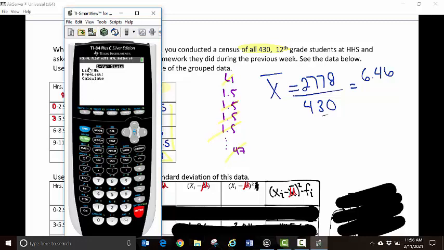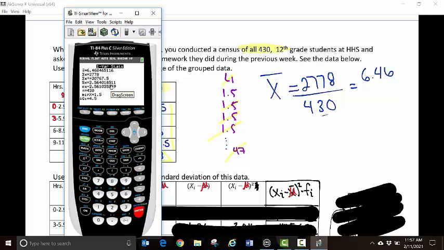So your data is in list 1. How often it happened is in list 2. And then you can say calculate. Oh, look, there's your mean. And in a minute, we're going to find standard deviation by hand. But again, I don't care. On your homework, here it is. Okay, that's the one for population, and that's the one for sample.